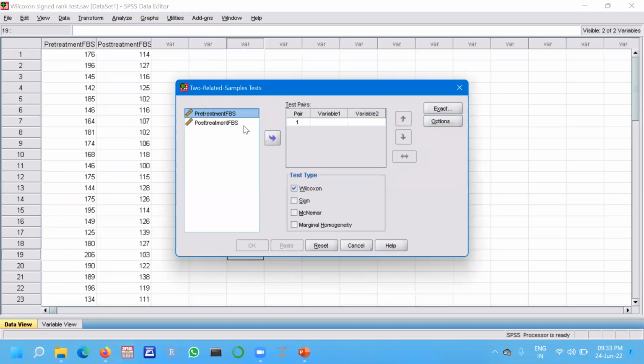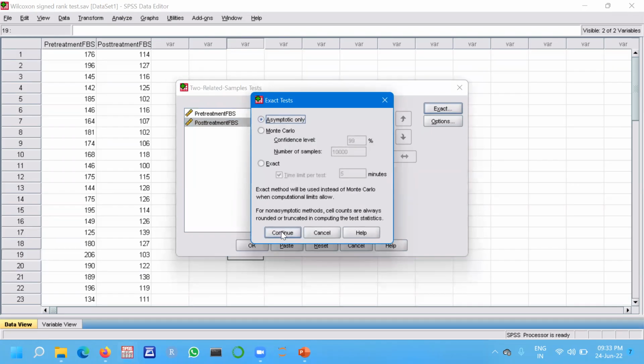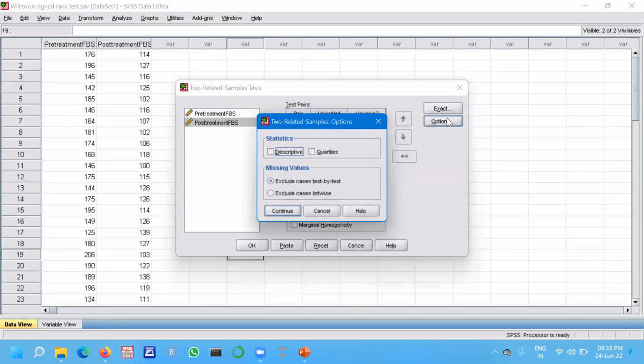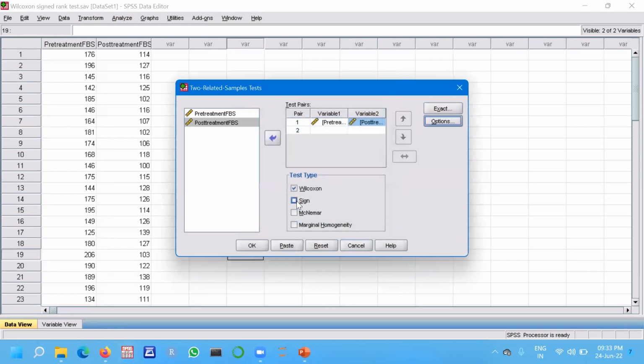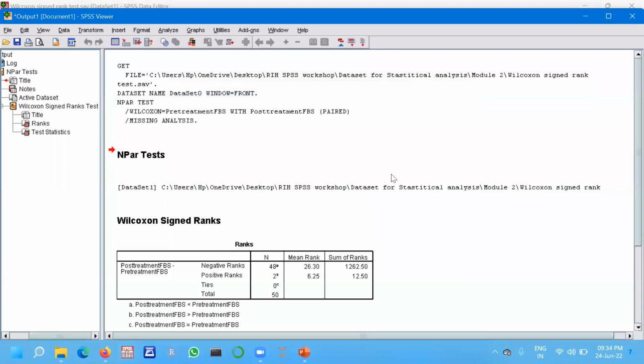The variable 1 is pre-treatment. Variable 2 is post-treatment. So here Wilcoxon test is given. Exact, nothing to manipulate here. Options, I'm not giving anything. Descriptives I am not giving here. So continue. I click only the Wilcoxon. Then okay.